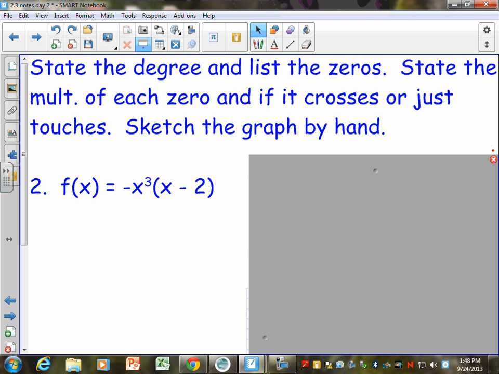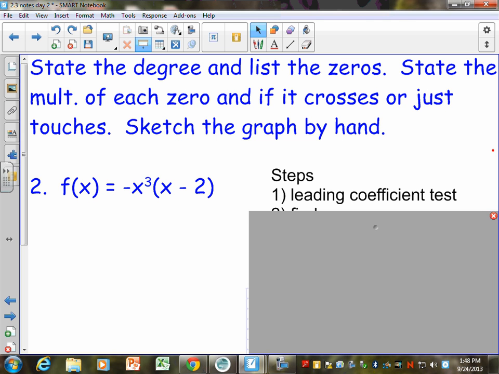And I kind of have some steps. You don't necessarily have to do these steps in this order, but when you're graphing these functions by hand, these are my steps that I recommend doing. The first step that I think you should do is when you find the degree, you should do that test that we did yesterday. Like, how is the end behavior going to look on this graph? Because that helps me when I'm graphing it.